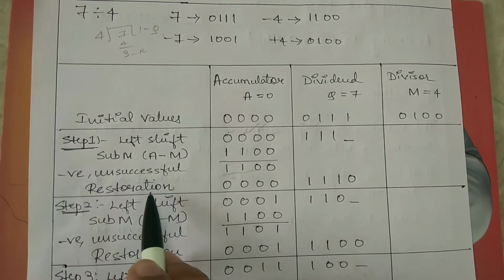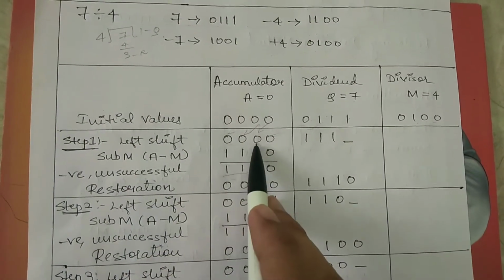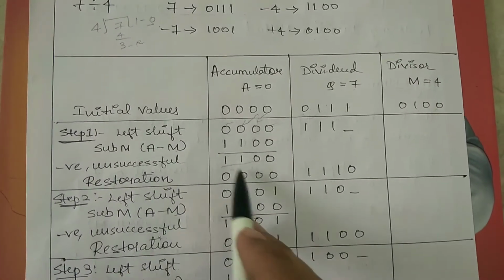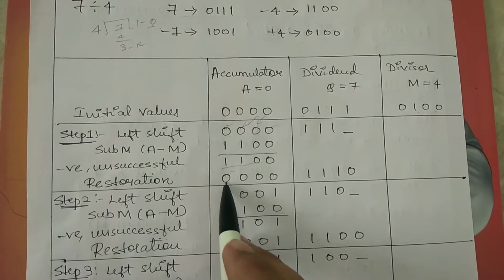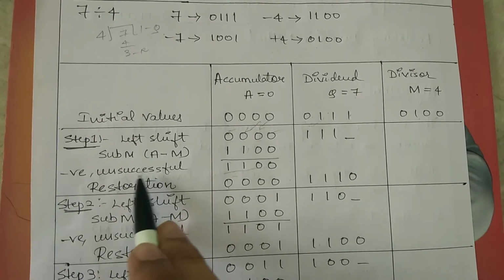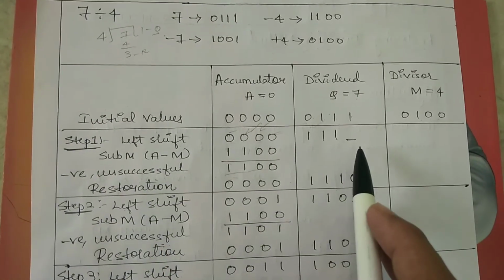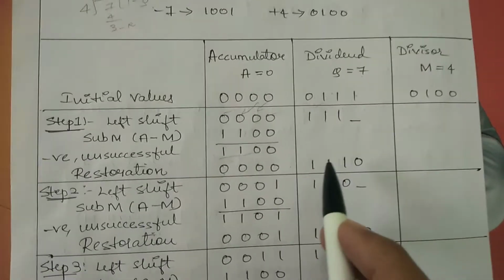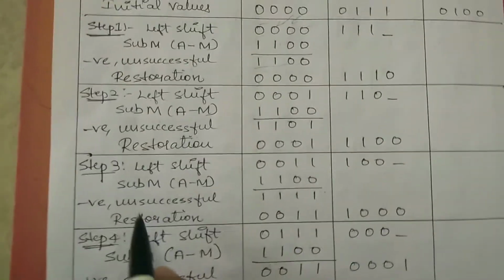So we need to restore the term as mentioned in the steps. So after restoration, we will get 0, 0, 0, 0. Since the step is unsuccessful, we need to write 0 at the end here. And let's proceed to step 2.